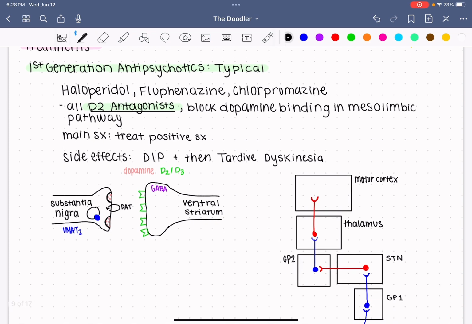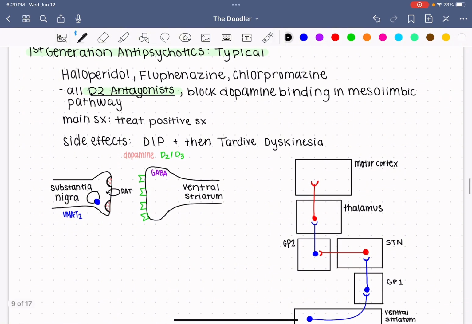and this is mostly taking place in the mesolimbic pathway, but it also takes place anywhere there's a D2 receptor, and this is why side effects do exist for these medications, and side effects exist in general, because I've said it before and I'll say it again.